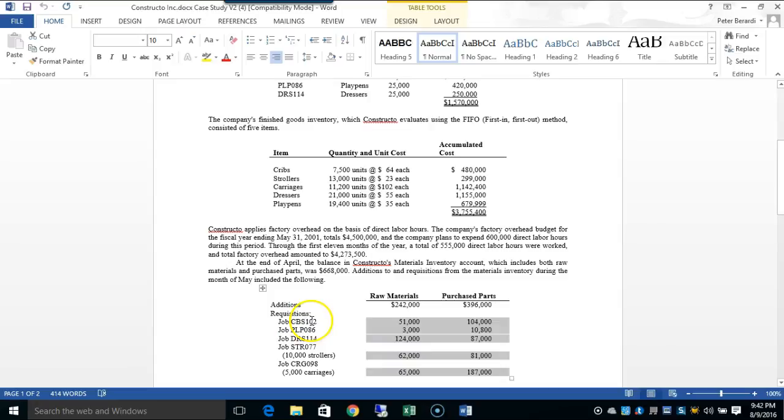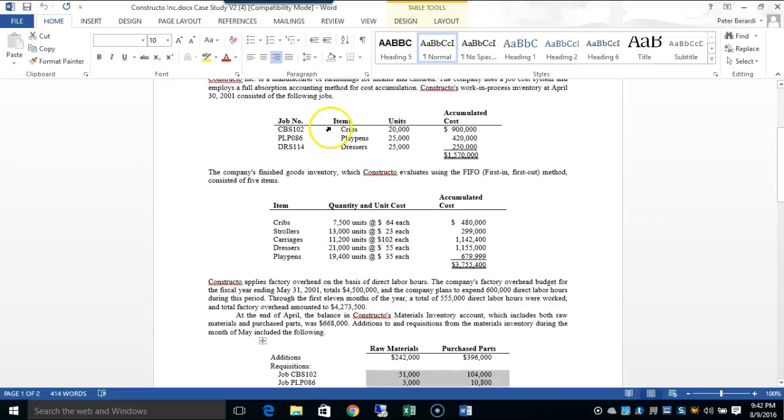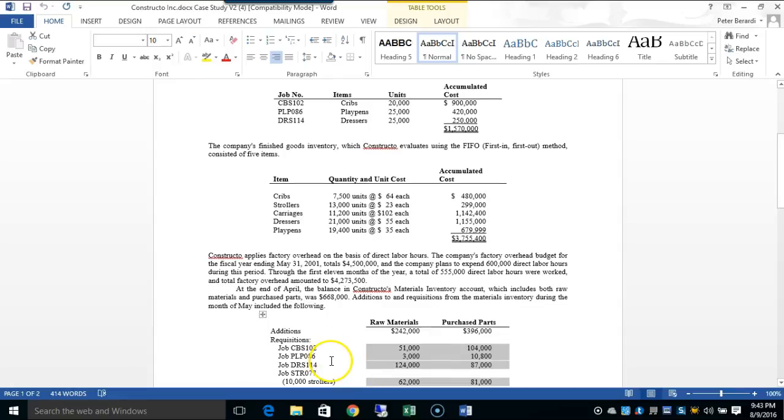So, we added CBS, we did work, we had beginning WIP for CBS 102, we added current production to 102. We had beginning WIP of PLP 086, we added production costs to 086 in WIP.